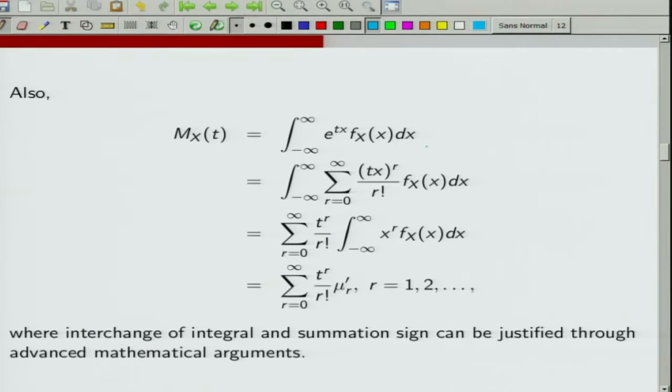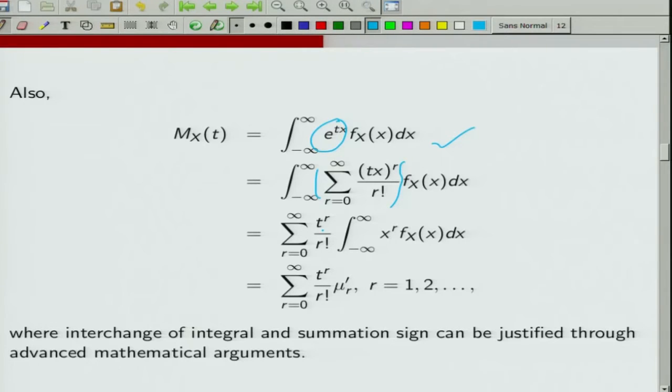So M_X(t) is the same as the integral from minus infinity to infinity of e to the power tx f_X(x) dx. Now I expand e to the power tx in Maclaurin series, so it becomes the summation r equal to 0 to infinity (tx) to the power r by factorial r. That is the expansion of e to the power tx. Now t is constant, r is constant, so I take this sum outside.